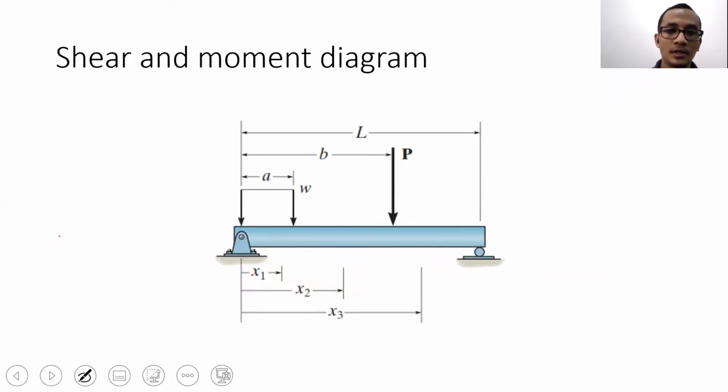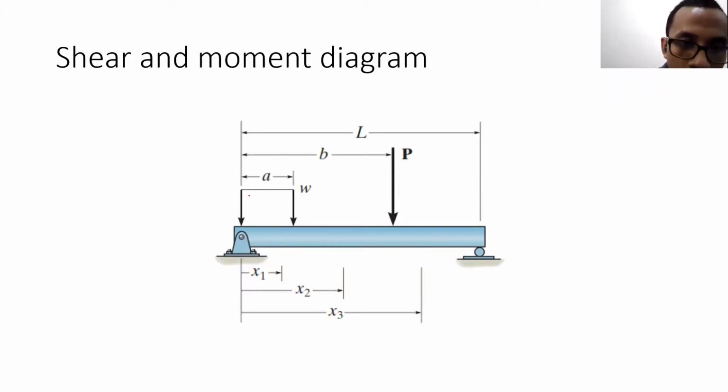Okay, for example, if we have a distributed force like this, in this particular case, from x1 equal to 0 until x1 equal to a, from this location until this location, there is a constant distributed force W. And at point x equal to b, at this location, there is a concentrated force P.